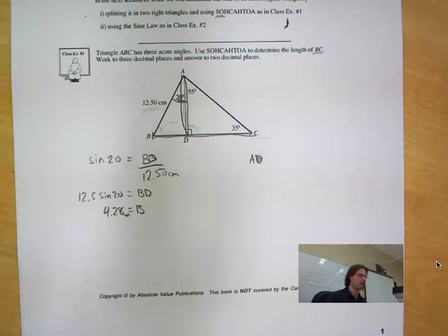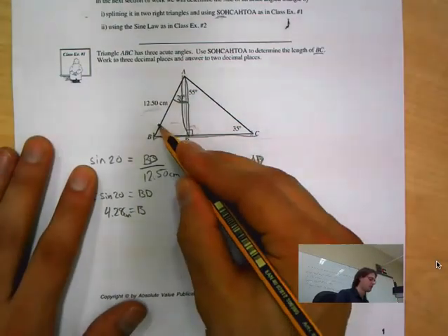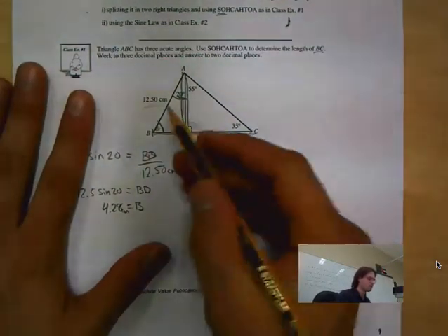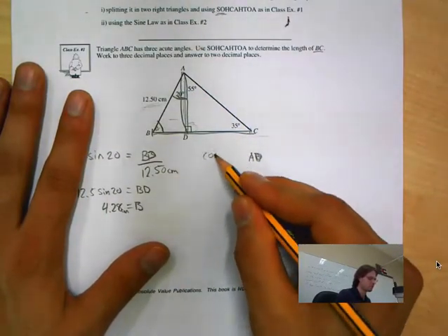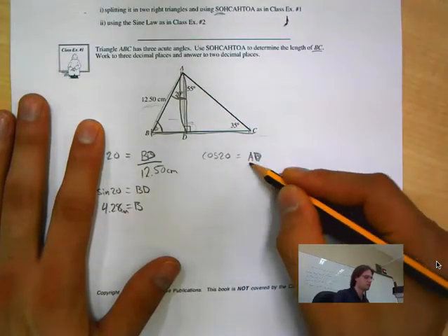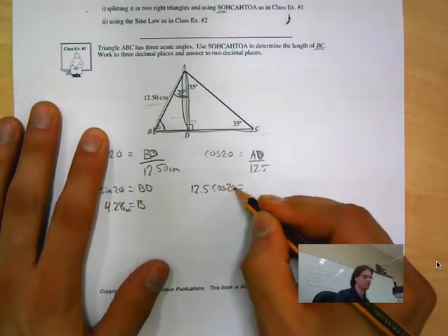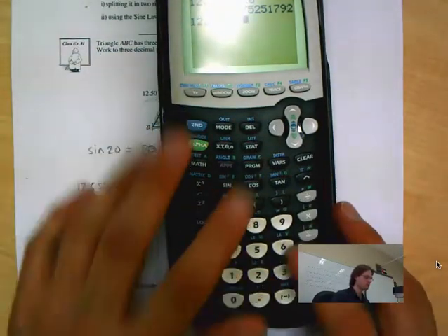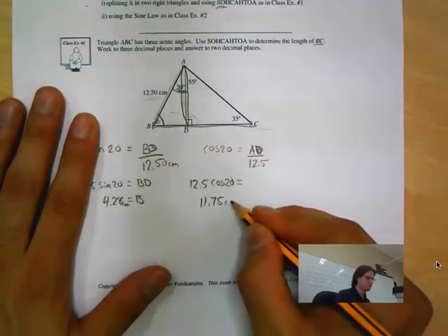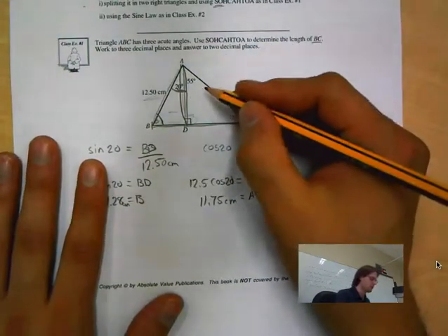So if we're looking at this angle 20 again, we are going to have to look at cosine, okay? Or I could look at this angle B and use sine of that one, okay? We could use either method. So I'm first going to use cosine 20. Now, the adjacent is what we're trying to figure out, and we know the hypotenuse right here is 12.5. So we continue this, I'm going to enter it in the calculator, and I'm going to get 11.75. And that's my value for line AD. So now we know this is 11.75.